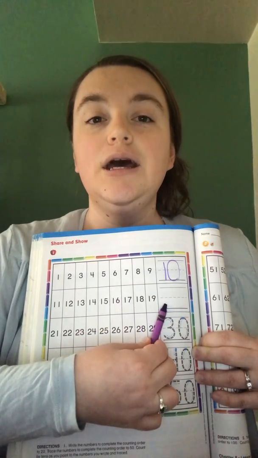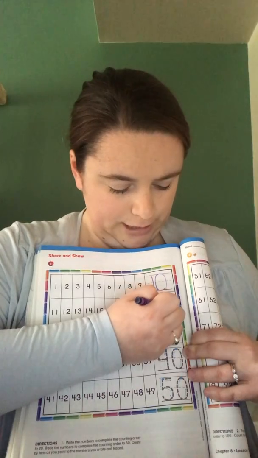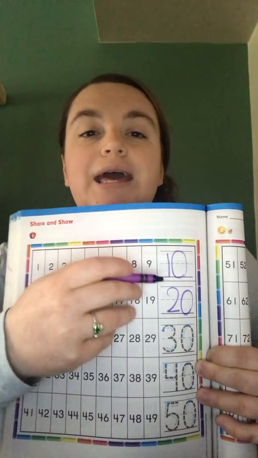So I'm going to do that here. 8, 9, I'm going to put 10. Then we count all the way down here. 18, 19, 20. And now I have filled in my column with my tens.